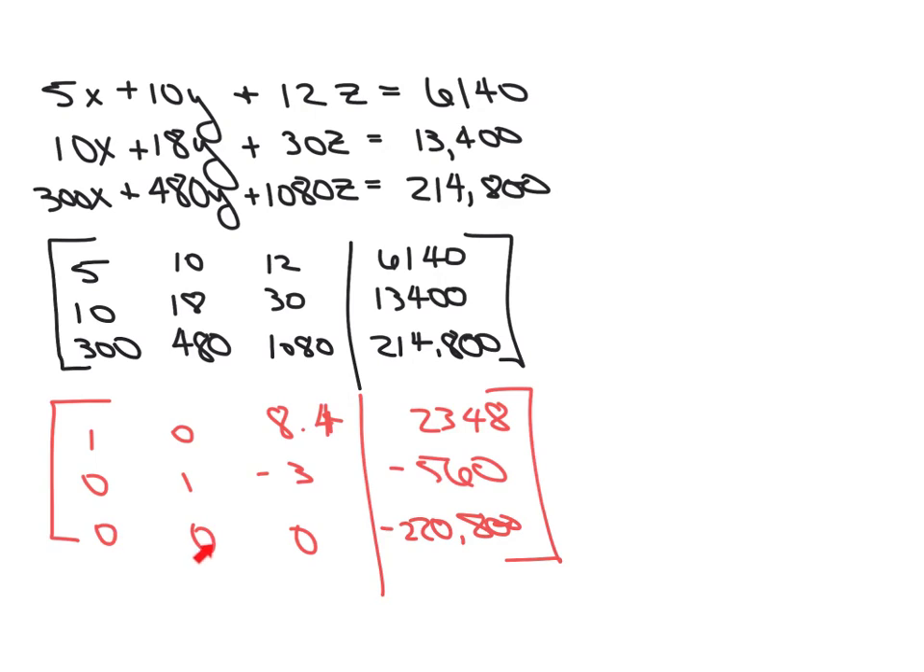0x plus 0y plus 0z equals -220,800. 0 does not equal that. So therefore, because the third equation is impossible, the entire system has no solution. And again, you can put all this information just in your calculator and get your answer right there.